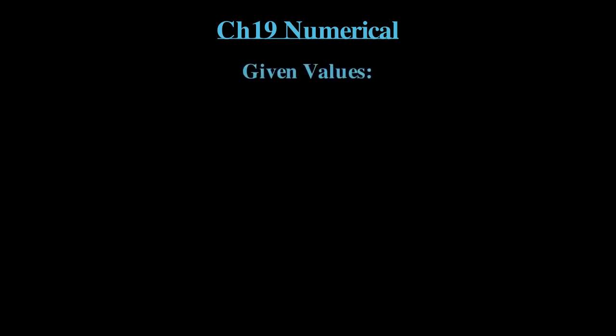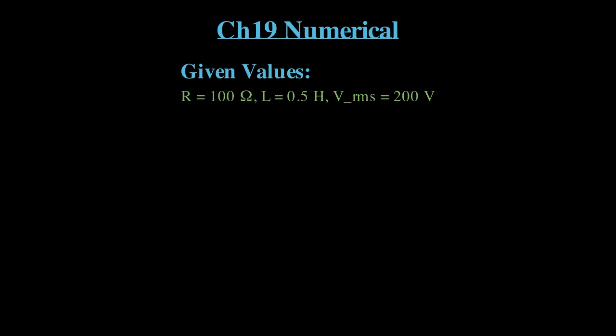First, let's list our given values. We have resistance R as 100 ohm. Inductance L is 0.5 Henry. Capacitance C is 10 microfarad, which we must convert to farads. That's 10 times 10 to the power minus 6 farad. The applied RMS voltage is 200 volts.